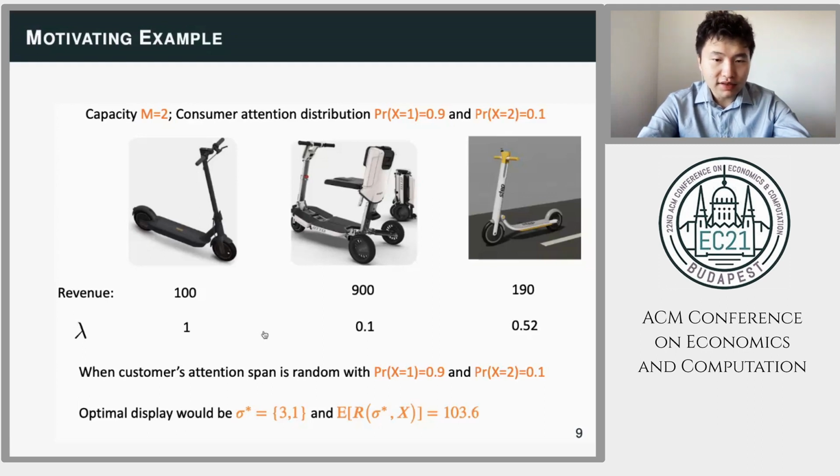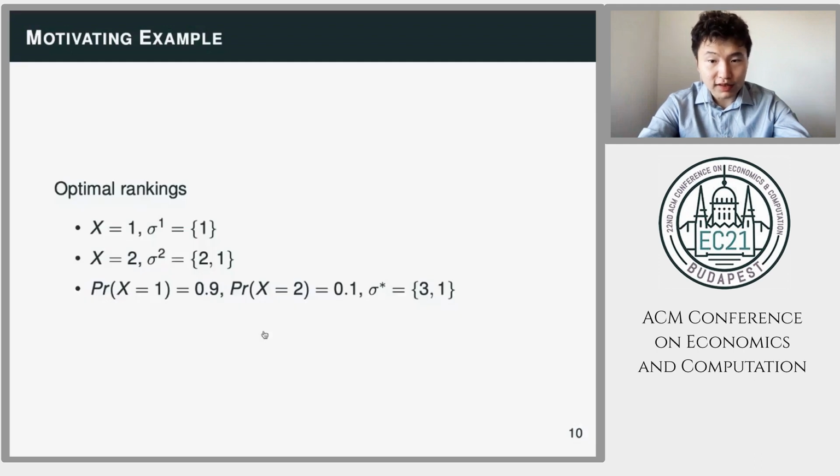Then, let's take a look at the optimal ranking obtained for distinct scenarios. We can see that the optimal display for random attention span, which is to put product 3 in the first position and product 1 in the second position, is not guaranteed to have any relationship with those optimal displays under fixed attention spans. Then, solving the optimal ranking under fixed attention span does not directly give us any intuition to obtain the optimal ranking under the random attention span. It requires unique treatment to consider the random attention span problem.